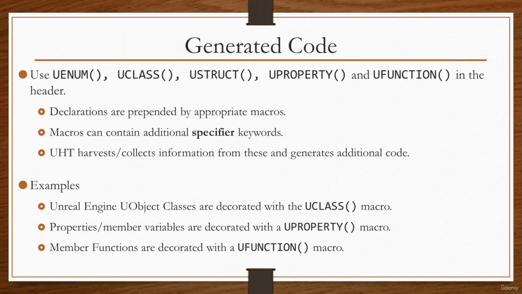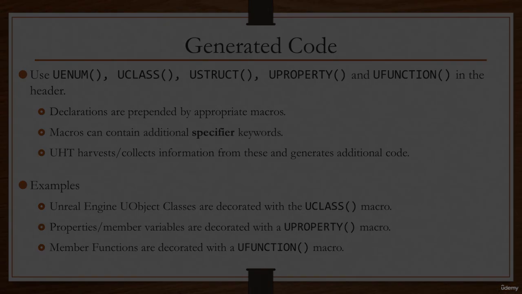This slide includes some examples of those macros. We have seen the UCLASS before. We also have the UPROPERTY and the UFUNCTION. So our declarations are prepared by appropriate macros, or in other words, decorated or marked with these appropriate macros. USTRUCT with a struct, UCLASS with a UObject, for example, and whatever derives from UObject. A member variable will be decorated with UPROPERTY and a member function with UFUNCTION. And as I mentioned, the Unreal Header Tool will harvest or collect this information and generate additional code from that.